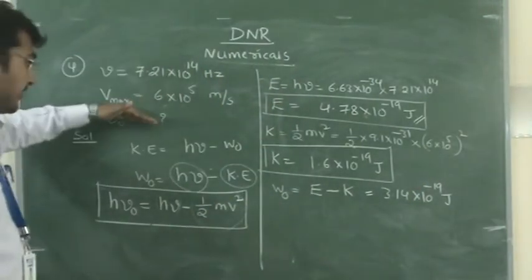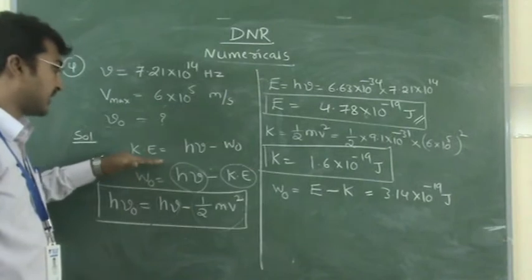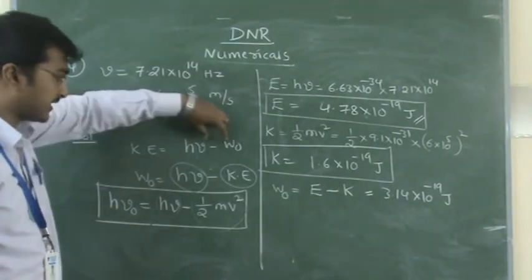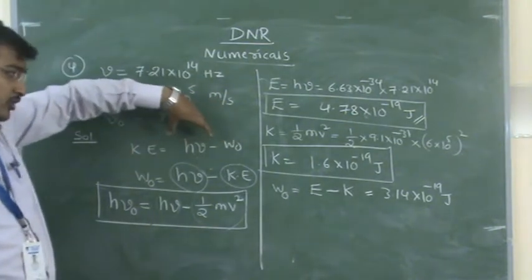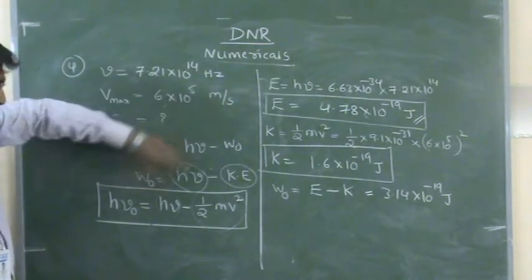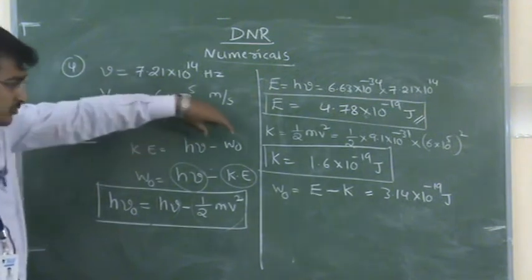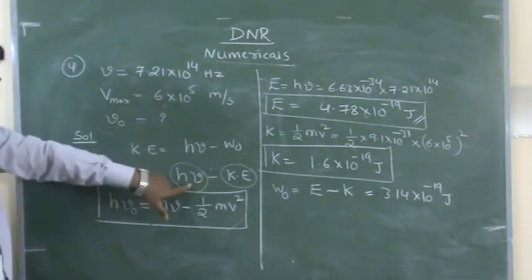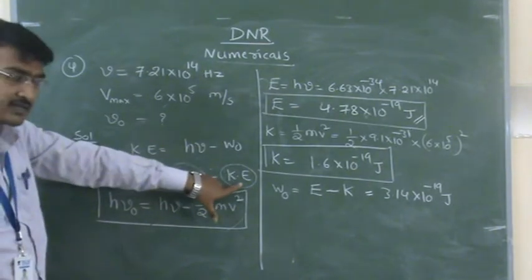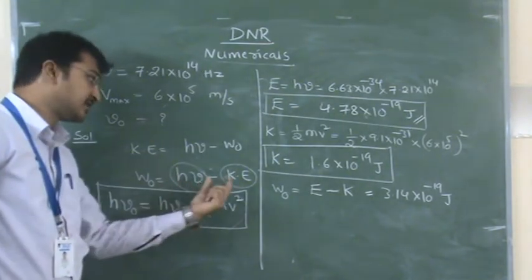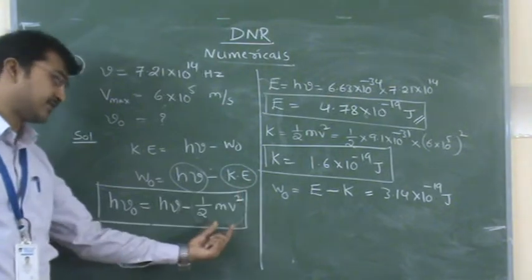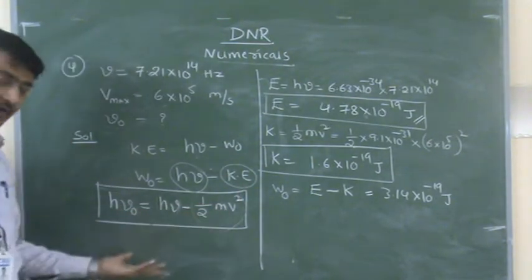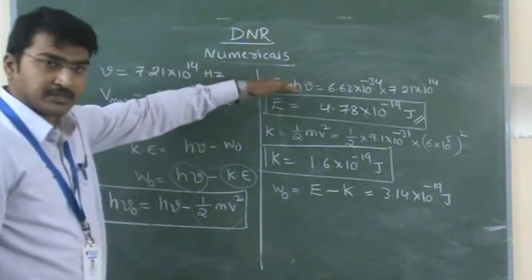This is a given data. This is the equation. Kinetic energy is equal to h nu minus W naught, the photoelectric effect equation. So I want to find the nu naught. So nu naught will come in W naught. So I am taking the W naught equation as h nu minus kinetic energy. H nu is the incident energy, kinetic energy is equal to half mv square. Okay, you can substitute all the values here. That is also fine. Otherwise, this is another method.